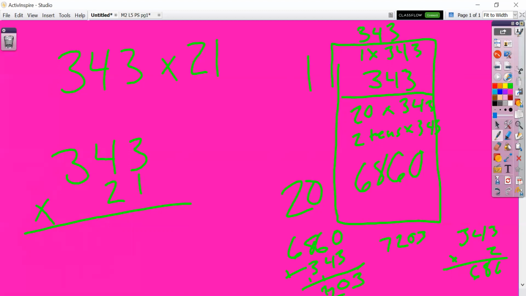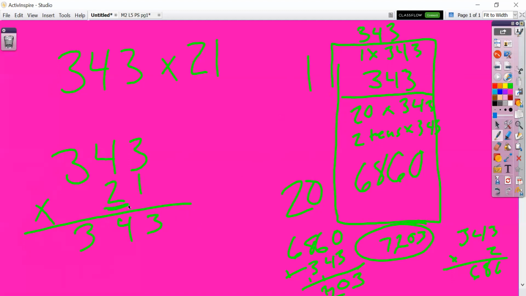I'm going to check it over on my standard algorithm side. So the first step is to do ones times the top number. Well, 1 times 3 is 3. 1 times 4 is 4. 1 times 3 is 3. Well, that just so happens to be perfect, so I know I'm on the right track so far.